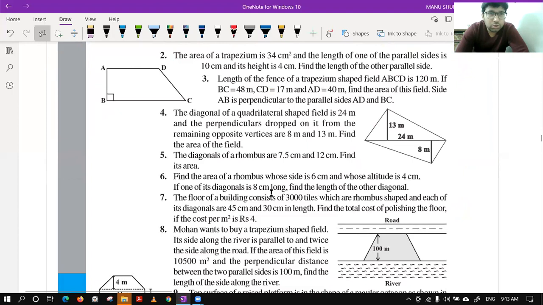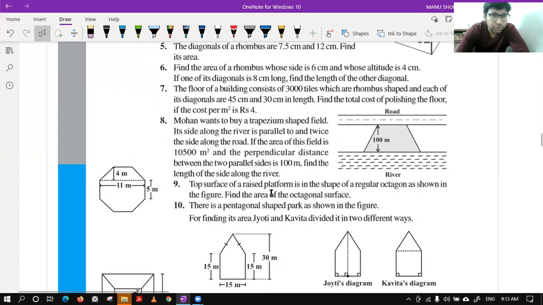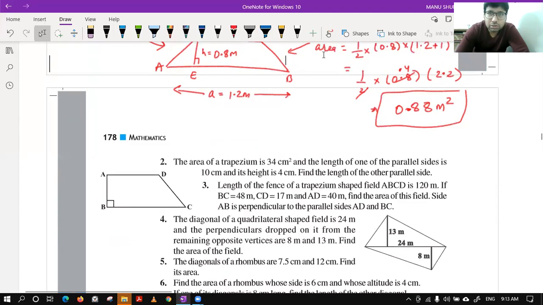Now you have to try these questions today on your own. Tomorrow we will discuss the doubts based on these questions only. Okay, let me finish it here.